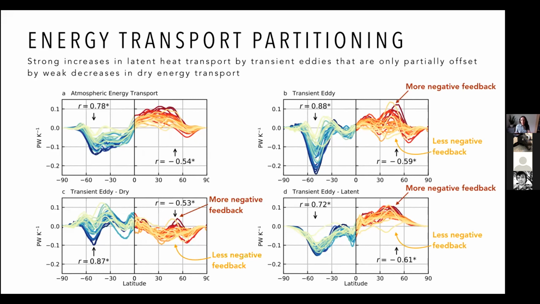So all of these shades from red to yellow all have a negative correlation. And the largest reductions of the lapse rate feedback then occur for strong increases in latent heat transport by transient eddies that are only partially compensated by weak decreases in dry static energy transport.